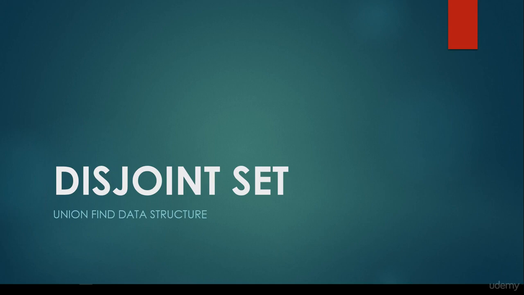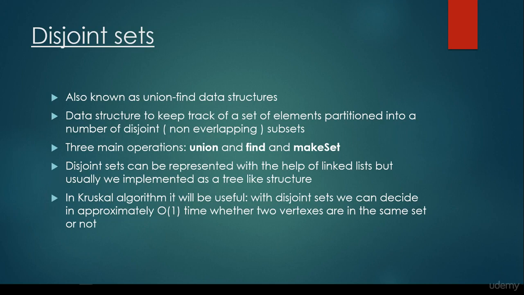Hi, in this video we are going to talk about the theoretical background for the so-called disjoint set, or the union-find data structure. So let's get started. What is this disjoint set? It is also known as the union-find data structure, and it is a data structure to keep track of a set of elements partitioned into a number of disjoint, so non-overlapping, subsets. This data structure supports three main operations: the union, the find, and the make set operations.